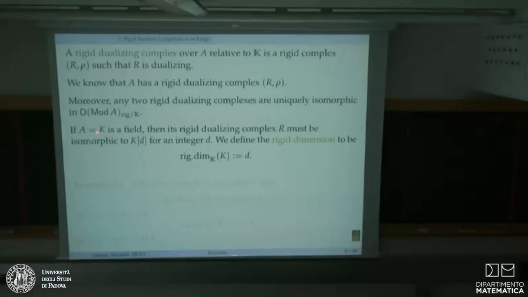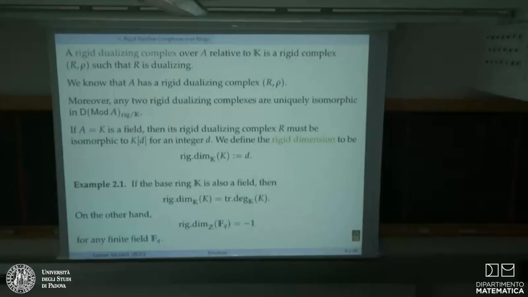So let me note that if the ring A is a field, so I'm allowing finitely generated field extensions of the base, then any dualizing complex has to be just a rank one vector space in a certain shift, and we call the shift D, the rigid dimension of that field. Now this number is very close to being transcendence degree. If your base is a field, then it's precisely the transcendence degree of the extension. However, if your base is a ring, then it could be something else. For example, a finite field has rigid dimension minus one over the integers. So it's a little bit twisted.